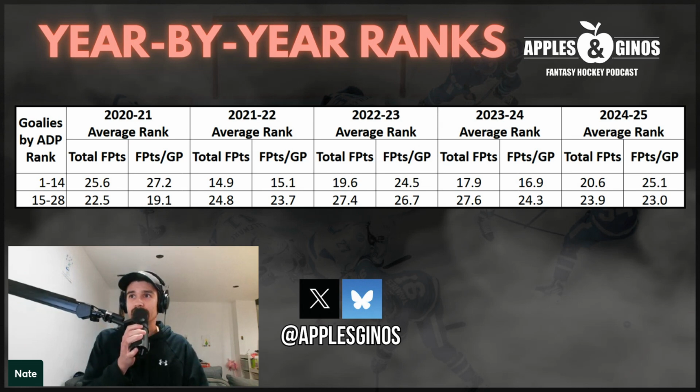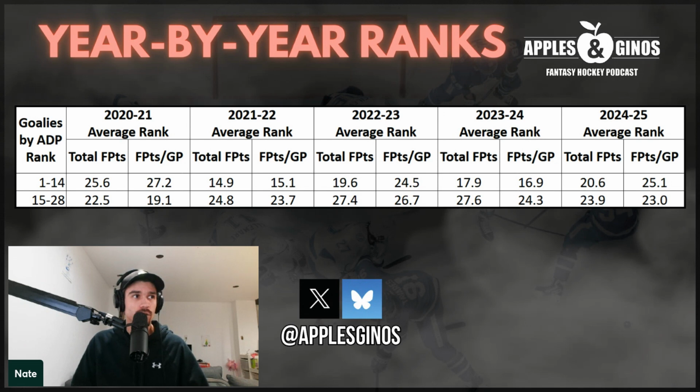This is basically trying to track goaltenders by ADP, the first 14 goaltenders off the board by ADP versus the next 14. So goaltenders 1 through 14 by ADP versus goaltenders 15 through 28. This gives you a quick and dirty idea of the goaltenders that everybody expects to be good versus the goaltenders that everybody has some pretty major qualms about once you get down further, and how they perform relative to each other.